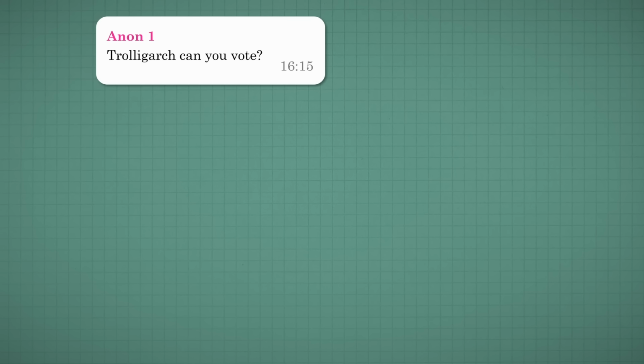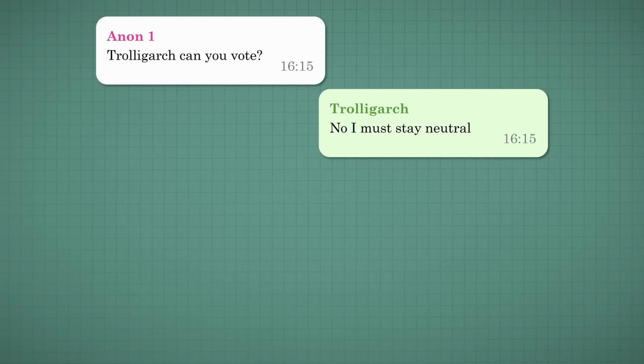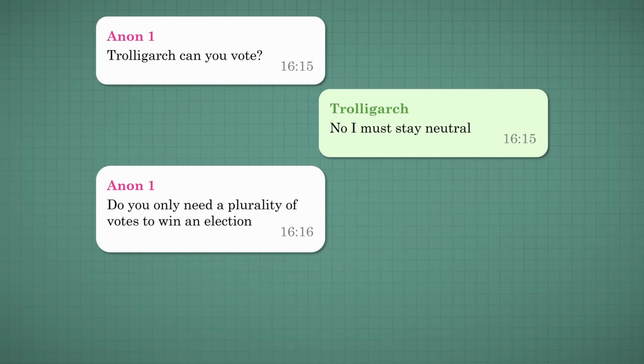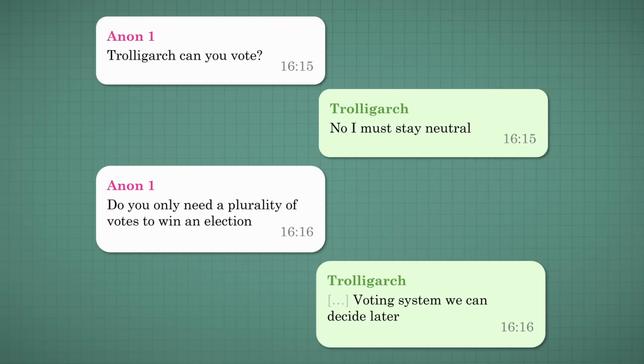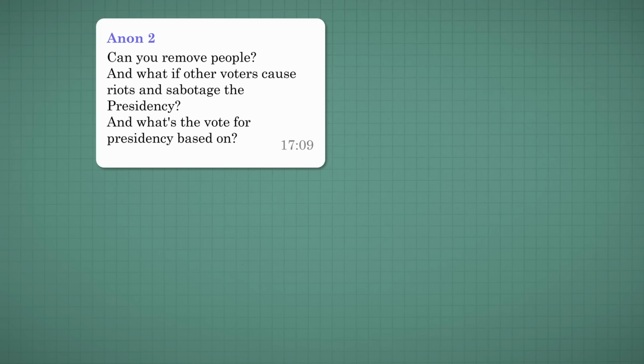As more and more people joined the official WhatsApp group chat, they began inundating me with questions. Is the host allowed to vote? No, I must stay politically neutral. What voting system would be used? We'll decide that later. Is the host allowed to remove people from the group chat? What if other voters cause riots and sabotage the presidency?